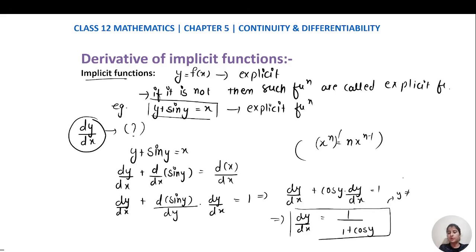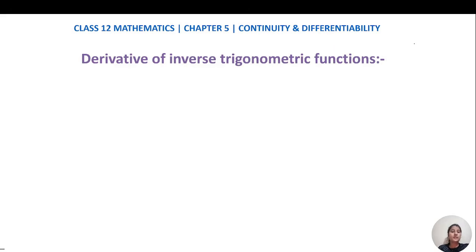Observe that here our y cannot be such that cos y is minus 1, that is, y cannot be (2n plus 1) pi, because then the function is not defined. Other y values are allowed. So to find the derivative of such a function, we just differentiate both sides with respect to x, then use our chain rule or standard forms, and it becomes quite easy to find its derivative. Okay, now let's move ahead.